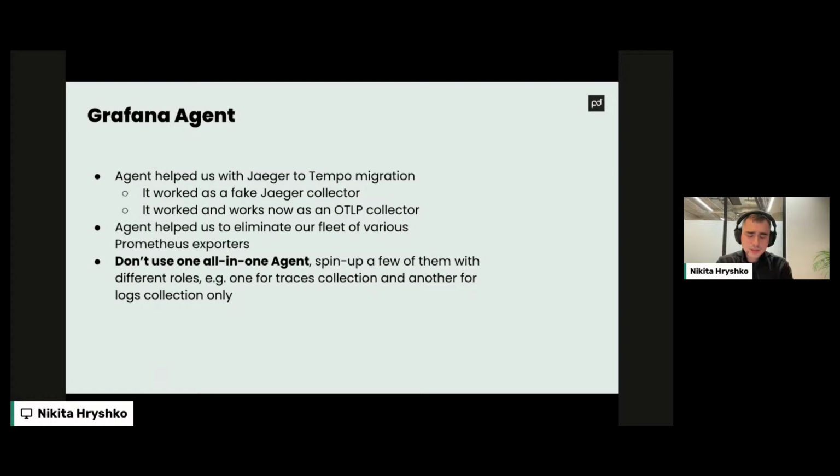But be careful and don't try to spin up, I would say, all-in-one agent instances. It's simply not really reliable and creates a single point of failure in your observability stack. Spin up a few of them with different roles. For example, you may have one for traces collection and another for logs collection. Simple approach, but really reliable and stable.